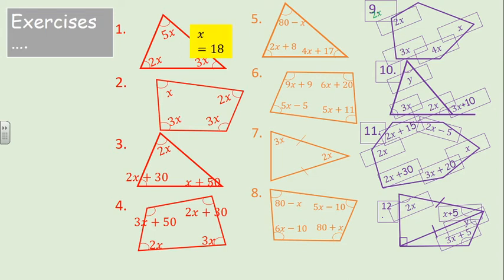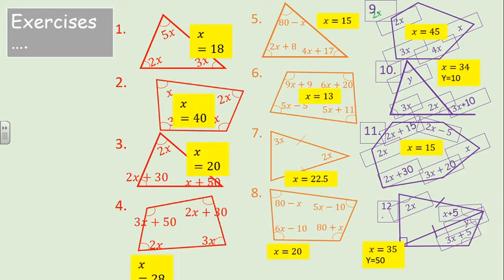Right then, so here are the answers. So the first one's 18, because you should have written down that you have 10x equals 180, so x is 18. The rest of the answers are appearing there as well.